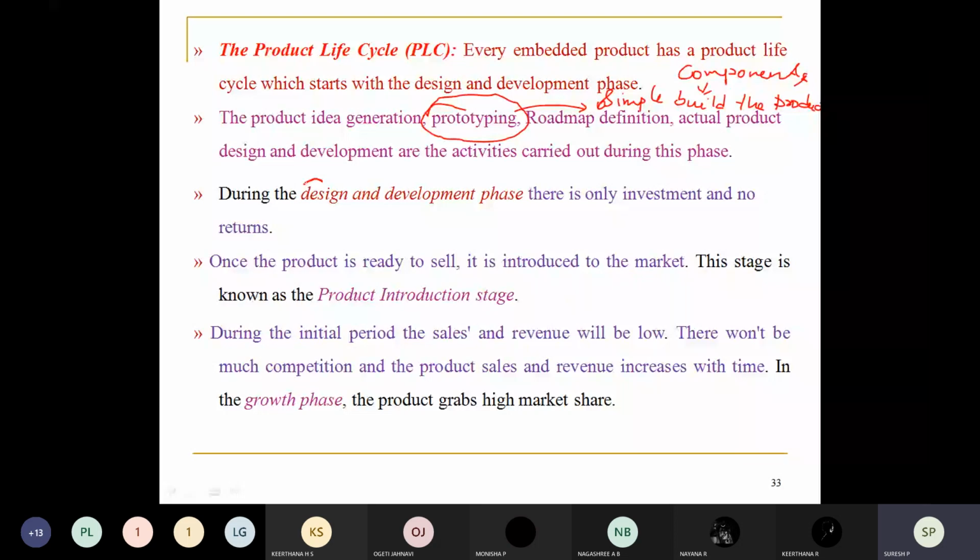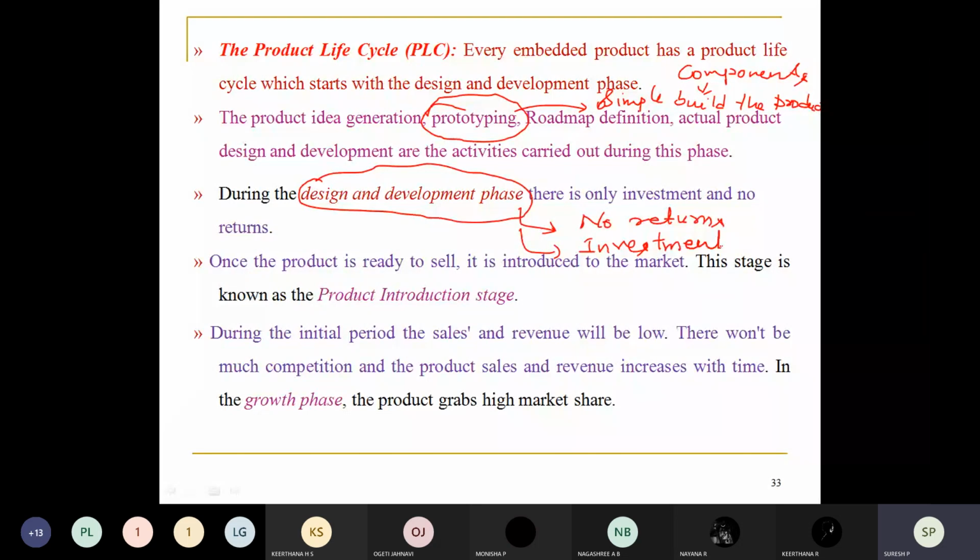investment. Okay, so you cannot expect the return. So here no returns will be there, only investment. Why is it only investment, no returns? Can anyone tell? Why is there only investment and no returns at this particular phase in the design and development? Because when you start building a product, we don't know whether the particular product is going to work or not.